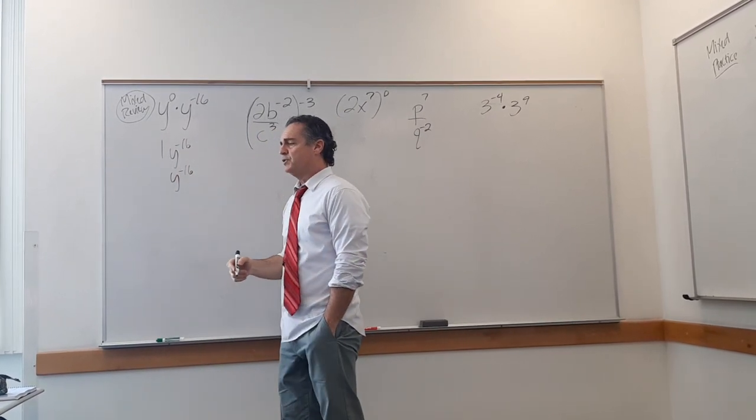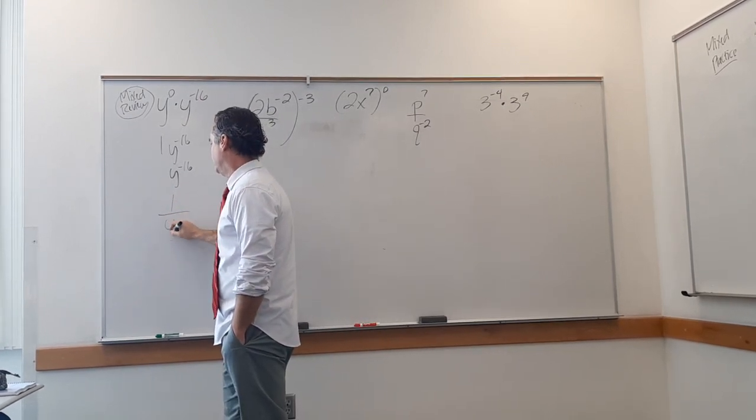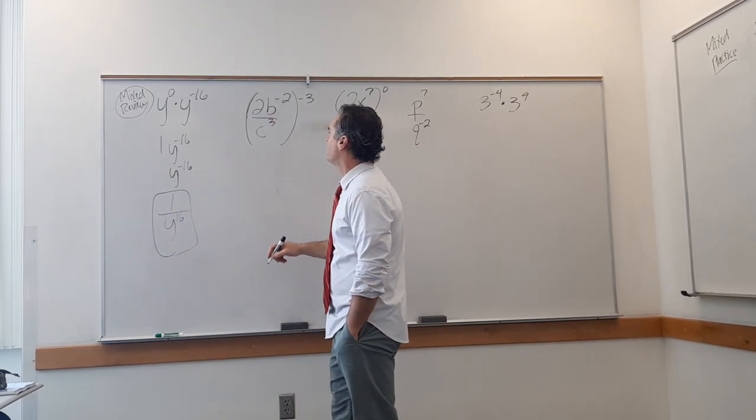The negative exponent rule says we can't have negative exponents. They go to their opposite place in the fraction. This comes to the bottom. This ends up being 1 over y to the 16th, okay?